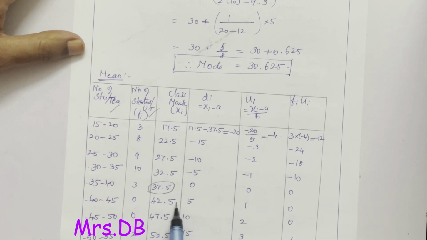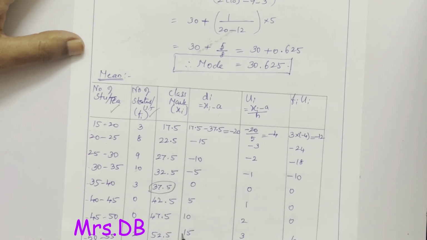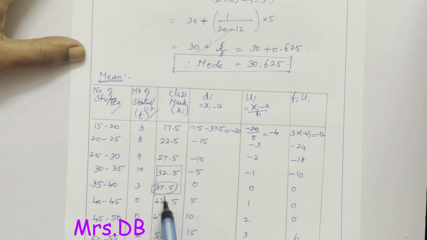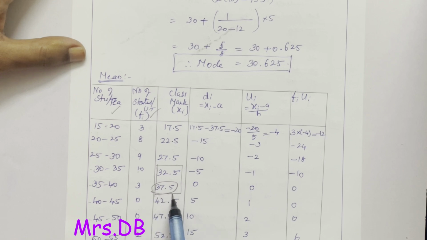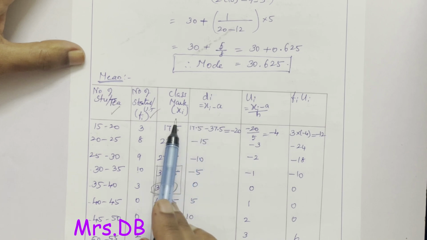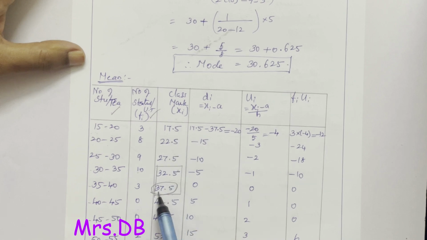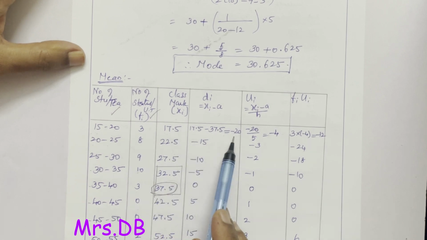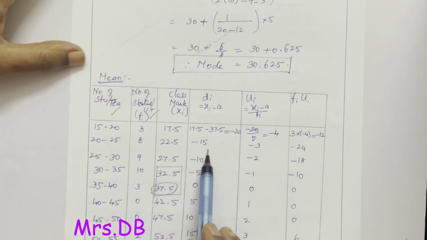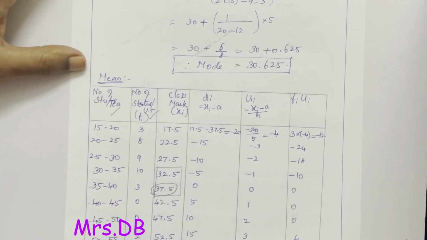Here we have 8 rows. How can you choose the middlemost? These two are middlemost. We have to choose the second one, that is the larger one. So 37.5 is the larger one. So this is our assumed mean, 37.5. So we have to subtract 37.5 from Xi. 17.5 minus 37.5 equals minus 20. Next 22.5 minus 37.5 is minus 15. In that way we have to calculate Di.